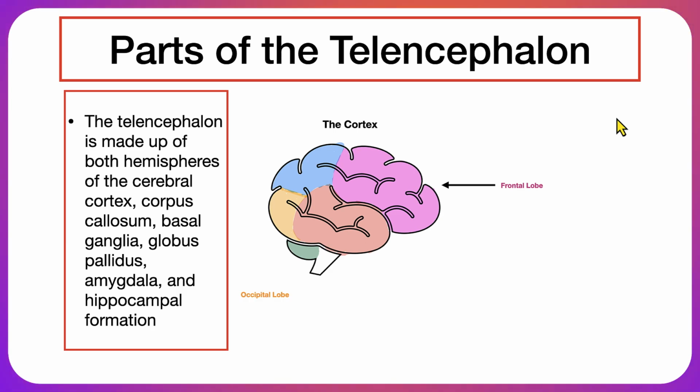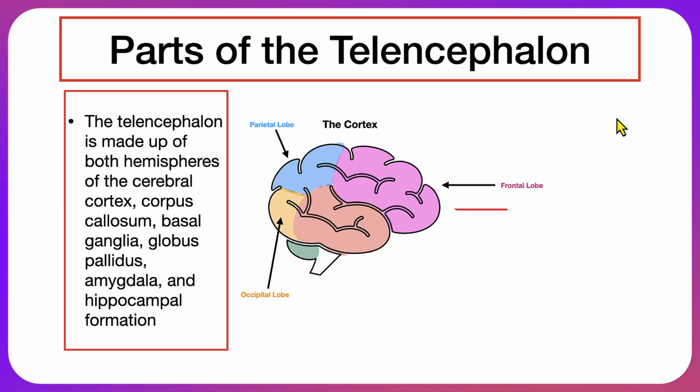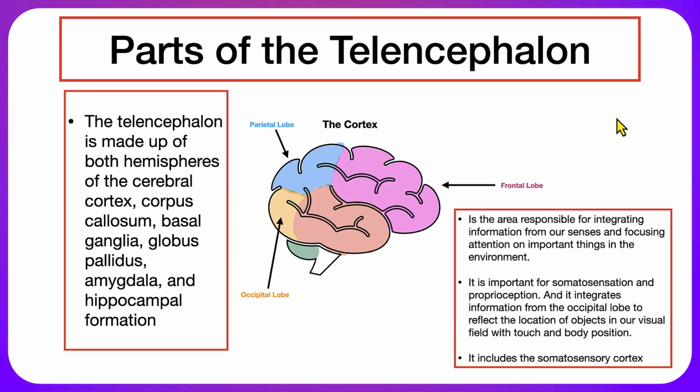The next lobe that we're going to look at is the occipital lobe. So the occipital lobe is going to be primarily used to decode visual signals, and it contains the primary visual cortex. In addition, we also have the parietal lobe. So the parietal lobe is going to be responsible for integrating information from our senses and focusing our attention on important things in the environment.